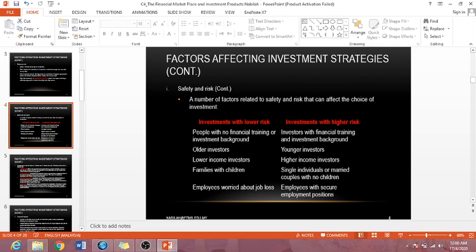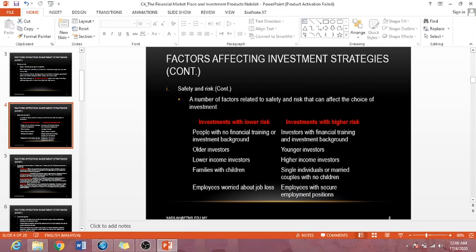A higher income investor means this investor has, we can say, much money, rich, something like rich. It means if anything happens to them, it will not affect them that much, because they have higher income compared to lower income. They will invest in higher risk.